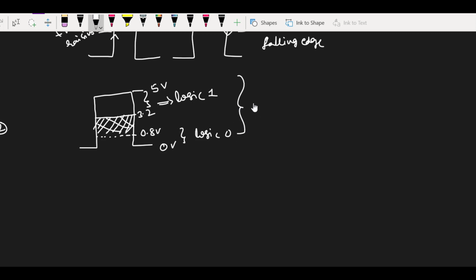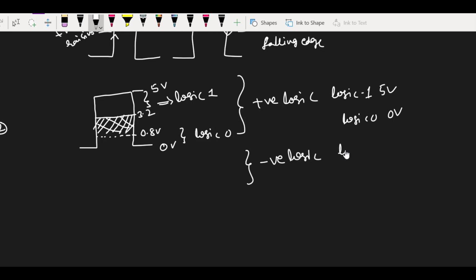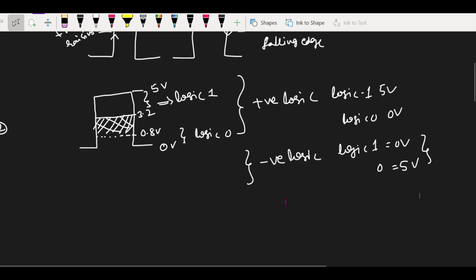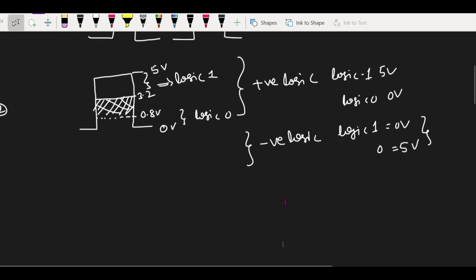So this is the first important classification. This is a positive logic system, where logic 1 is 5 volts and logic 0 is 0 volts. There is another logic system called the negative logic system, where you call logic 1 as 0 volts and logic 0 as 5 volts. We'll discuss this when it comes to sequential circuits, where we will see positive logic and negative logic. Okay, so this is all about the logic levels for a given digital signal.